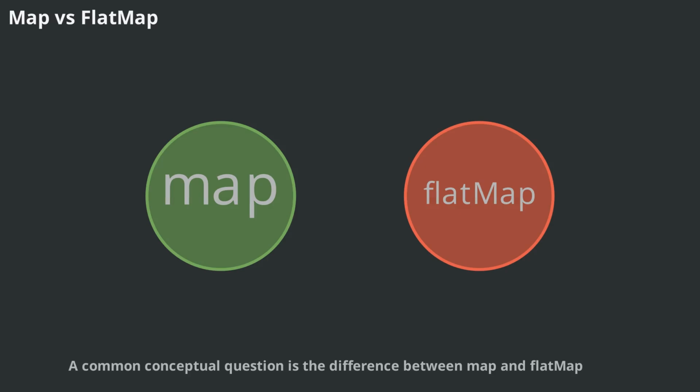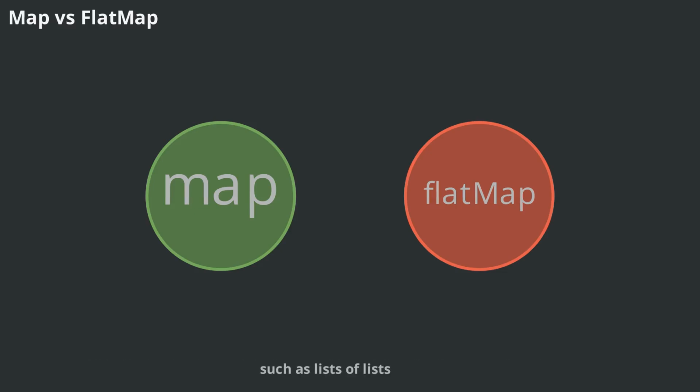A common conceptual question is the difference between map and flatMap. While map transforms each element, flatMap flattens nested structures. This distinction is crucial when working with collections of collections, such as lists of lists.